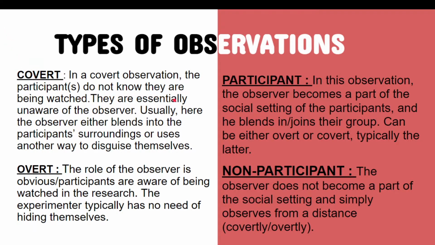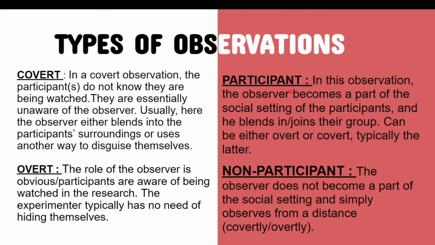There are 4 categories. The first category is the nature. Observations can either be covert, which means hidden. The researcher, the observer, is hidden from the participants, so they don't know that they're being watched. Typically the observer would have to hide themselves so they aren't caught. Overt is the exact opposite. In this case, the participants know the role of the observer. They know that they are being watched, and there is no need for the experimenter to disguise themselves.